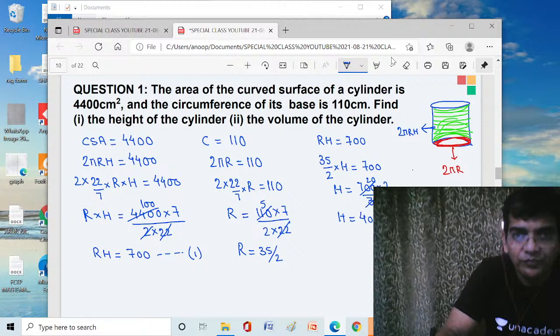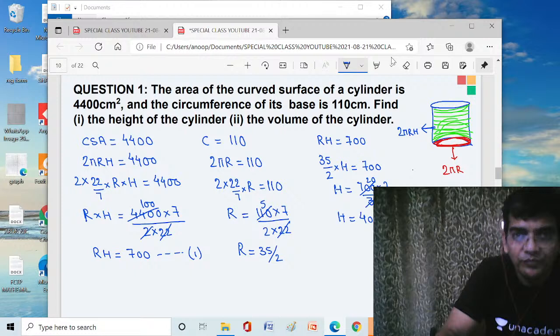So just see this question once again. Is this question clear to you? Here, curved surface area was given, so I applied the formula for the curved surface area. And as there are two unknowns, r and h, I am getting equation number 1 in terms of r and h.